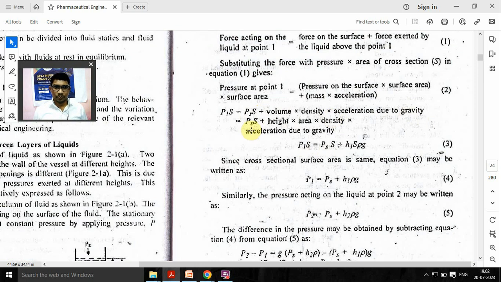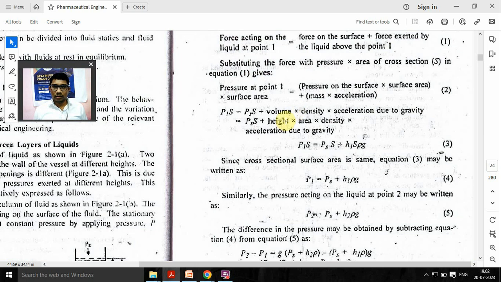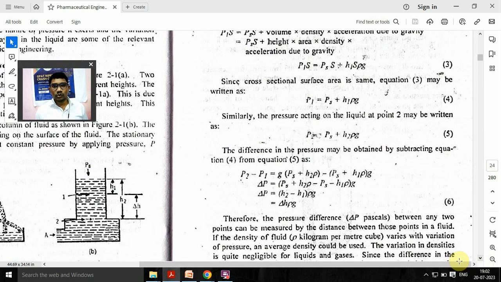So P1 is equal to the same term, and volume, what is volume? Height into area is volume, then density as it is, and then acceleration due to gravity. So we will get the derivation like this. Lastly, at point 1, you have to calculate the same thing, the pressure at point 1. P1 is equal to PS plus H1 into rho G.